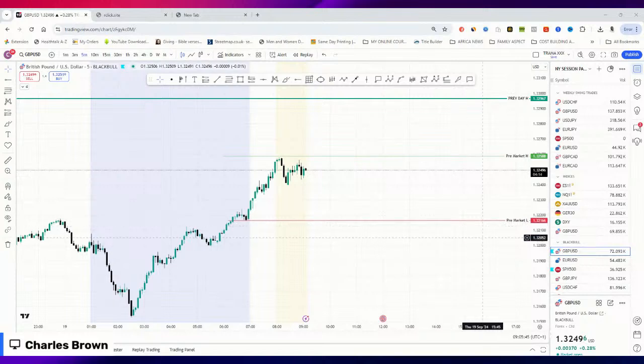It's consolidating at the moment, so just get yourself ready. The market is consolidating, so let's wait for a break out of that.